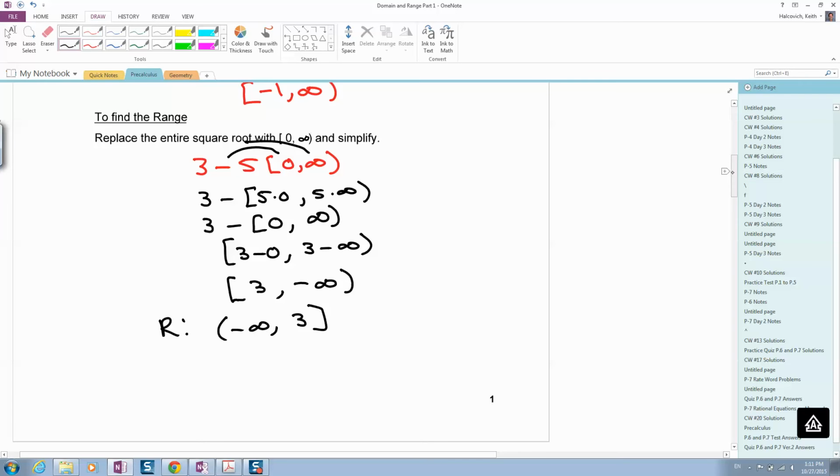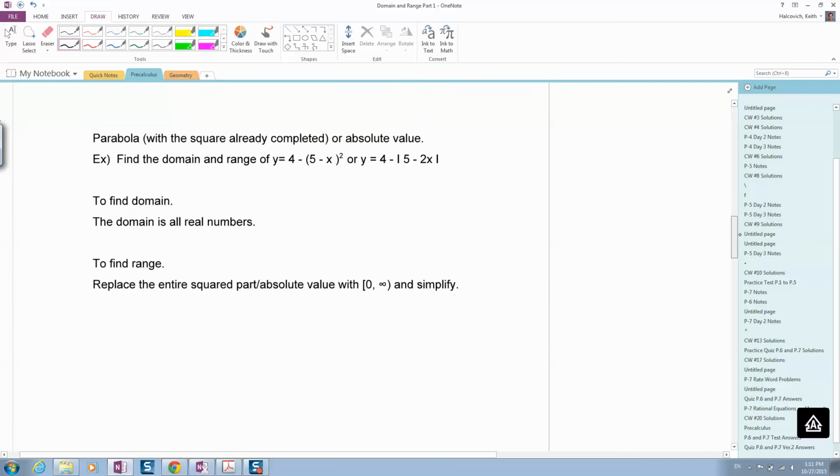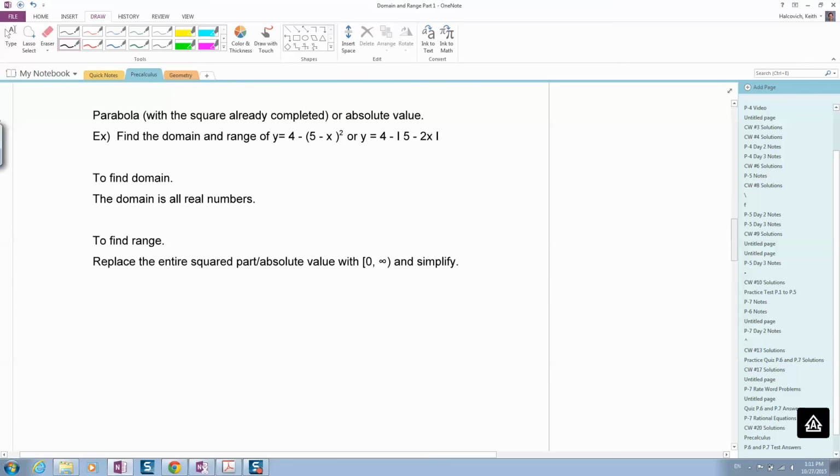So now, next we'll talk about a parabola, or an absolute value. To find the domain, you don't even have to do anything. Anytime it's a squared parabola or an absolute value, the domain is all real numbers. So that's automatic.